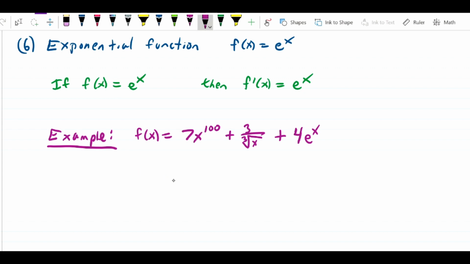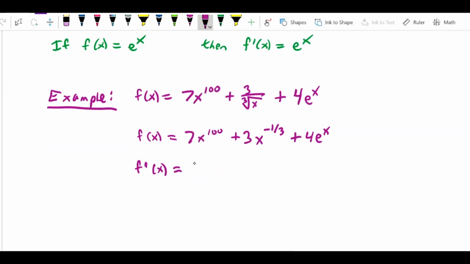First of all, let's write this in power form. So this is going to be 7x to the 100 plus 3x to the negative 1/3. That's what it means when we divide by the cube root of x. That's like x to the negative 1/3, and then plus 4e to the x. What we know from the linearity rule is that we can simply add all these derivatives together.